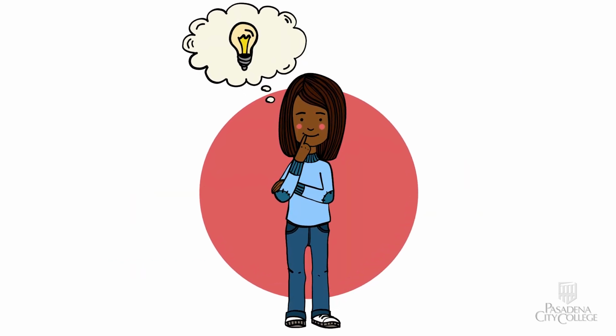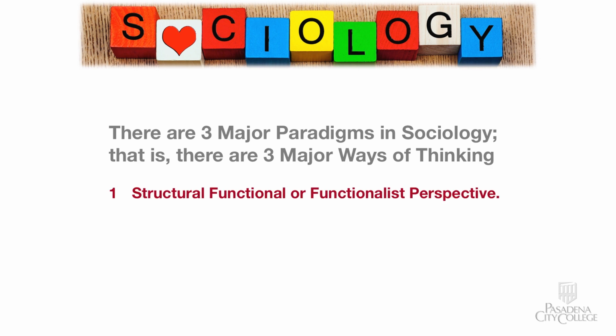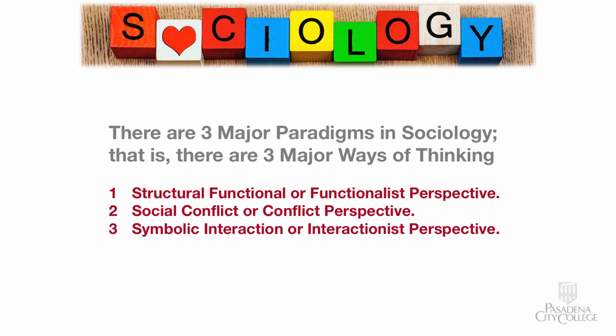There are three major paradigms in sociology. That is, there are three major ways of thinking. Number one, structural functional or functionalist perspective. Two, social conflict or conflict perspective. Three, symbolic interaction or interactionist perspective.